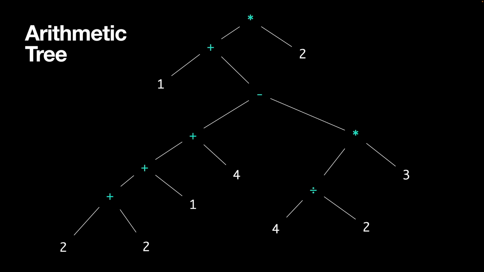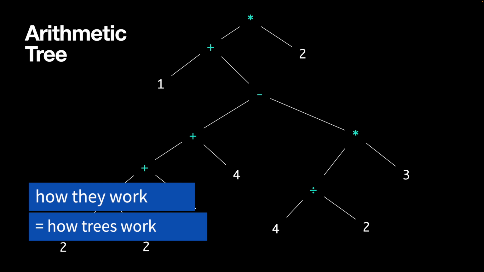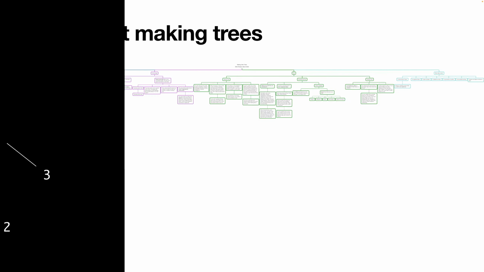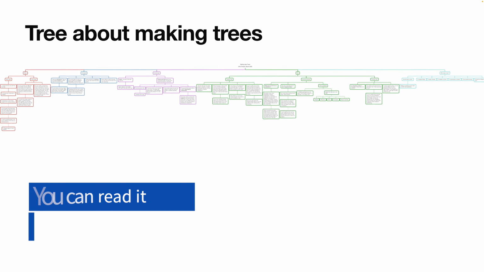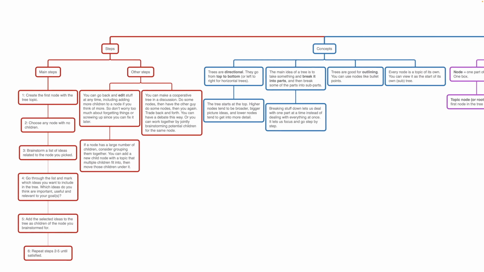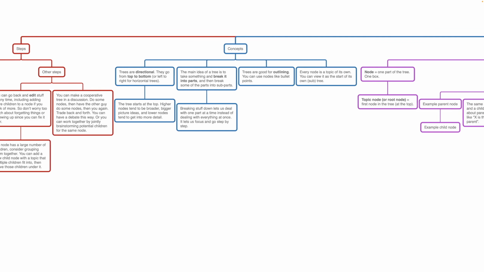This one's an arithmetic tree. We'll get to how they work soon. This is a tree about making trees. It's really big, so you can't really read it. Let's zoom in. And I'll show the rest of it.